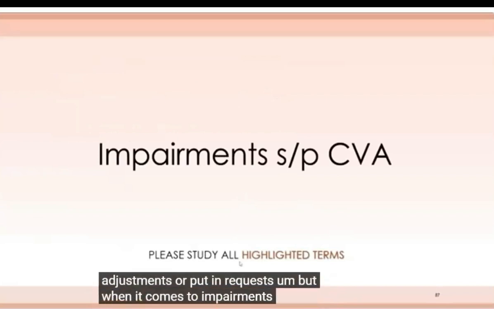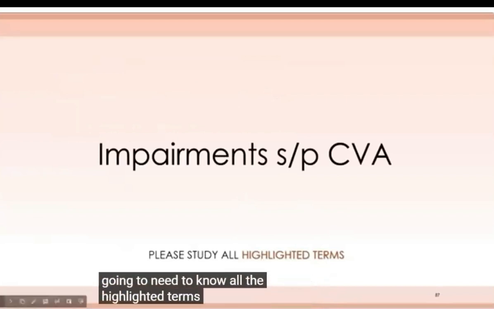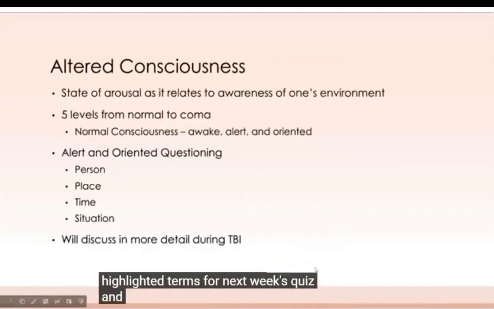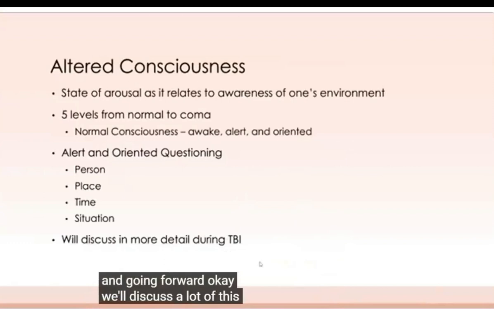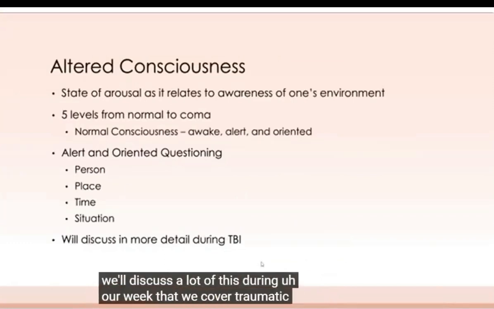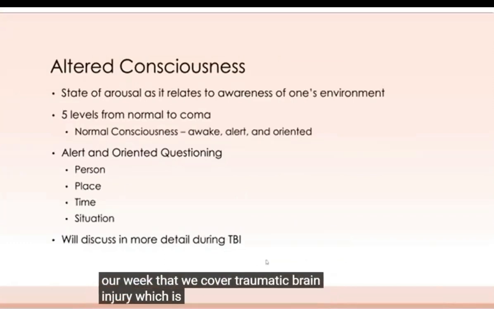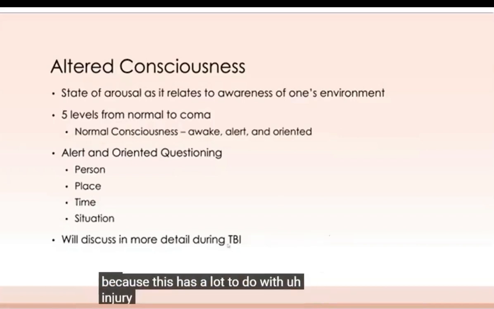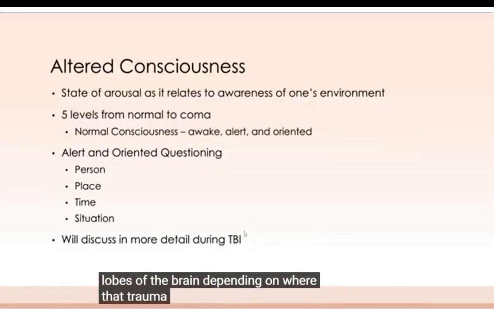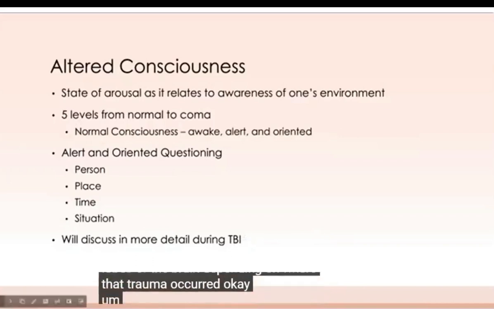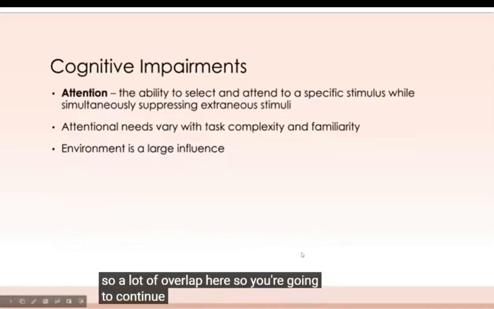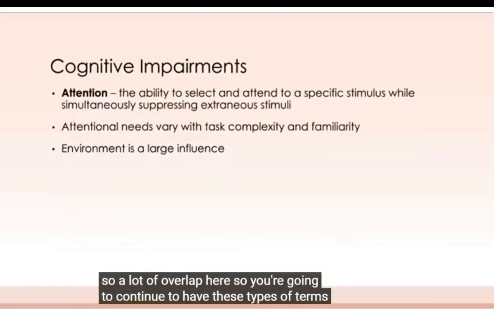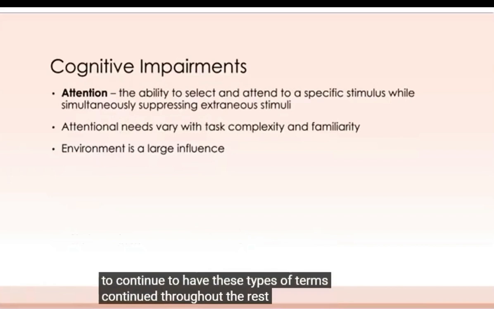But when it comes to impairments, you're going to need to know all the highlighted terms for next week's quiz and going forward. Okay. We'll discuss a lot of this during the week that we cover traumatic brain injury, which is week 5. Because this has a lot to do with injury to the brain, right? Different lobes of the brain, depending on where that trauma occurred. So a lot of overlap here. You're going to continue to have these types of terms throughout the rest of this course.